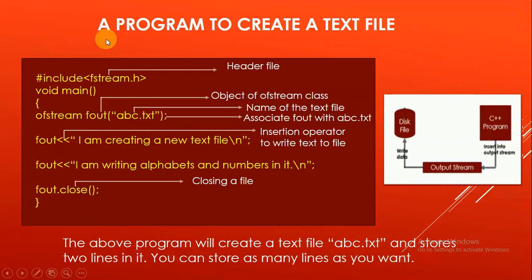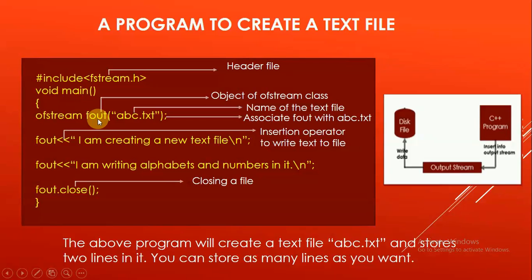Now let us write a program to create a text file. To create a text file, I am writing a program. I am including the header file fstream.h. This I have already discussed in my earlier video, why to use fstream.h, and then I am writing void main. Now I am creating a file. So I will create an object of ofstream class. Ofstream is my class, and I am creating fout.